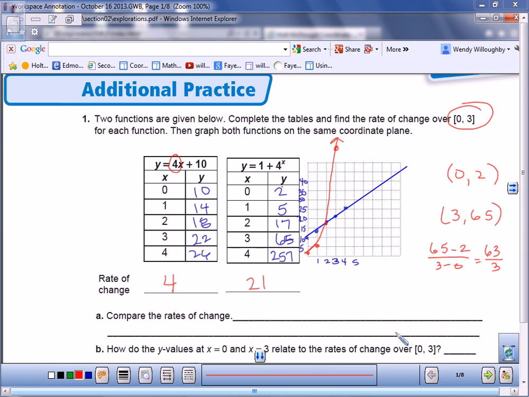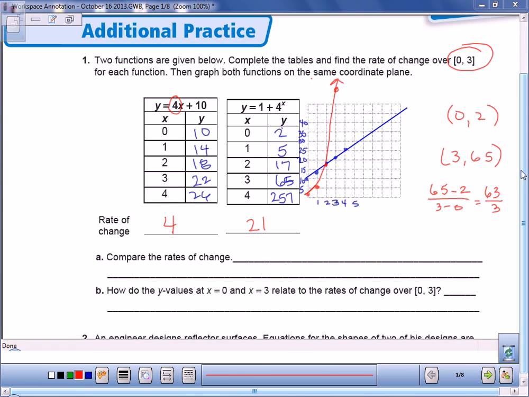Okay, quick little lesson of what we talked about today in class. This first part is the answers for your homework. So we had linear, we had exponential. We see that linear has a constant rate of change, exponential has a variable rate of change. So that's what we would do when we compared the rates.